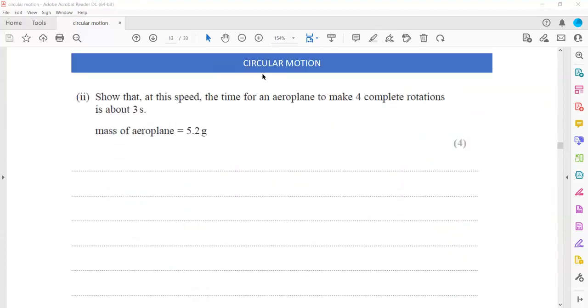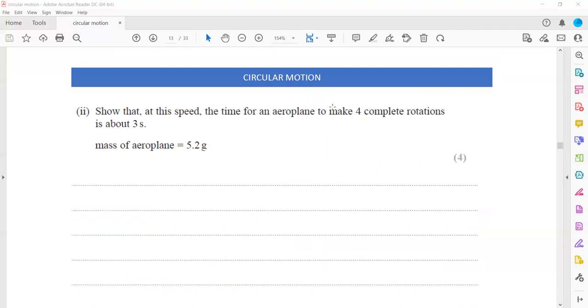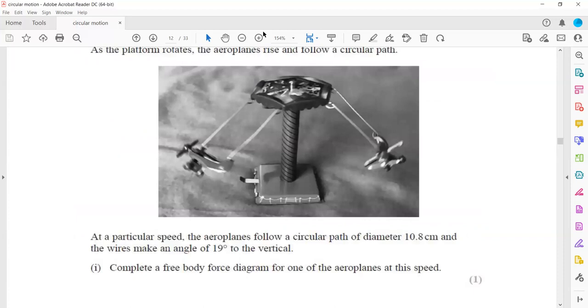Show that at this speed, the time for an airplane to make 4 complete rotations is about 3 seconds. The mass of the airplane is 5.2 grams, so you have to convert it into kilograms. It will be 5.2 into 10 to the power minus 3 kilogram. So again, the weight is acting downward. There's a tension in the wire, and it is making an angle of 19 degrees to the vertical.